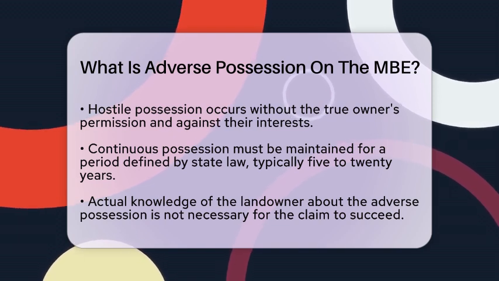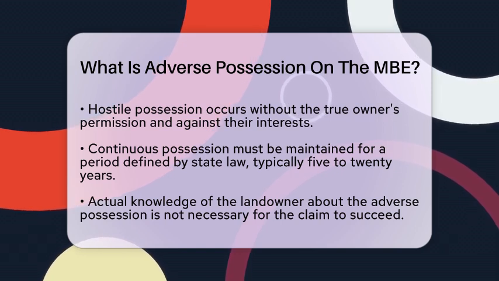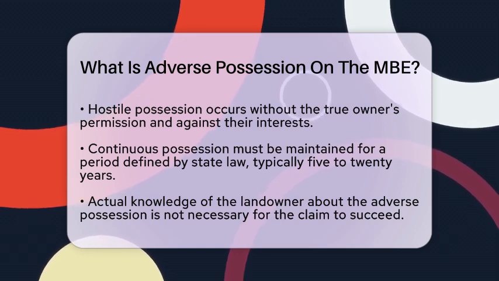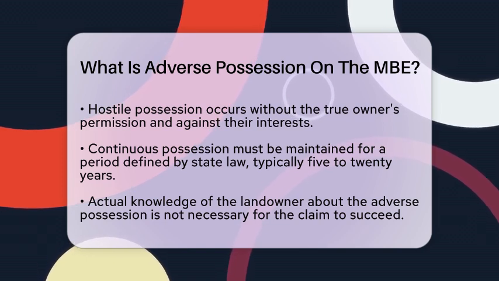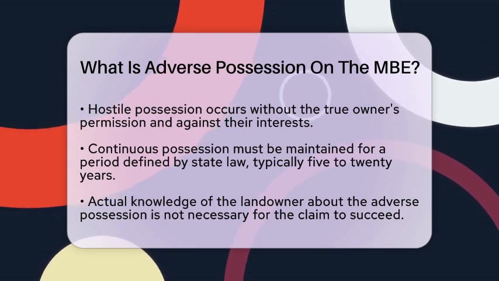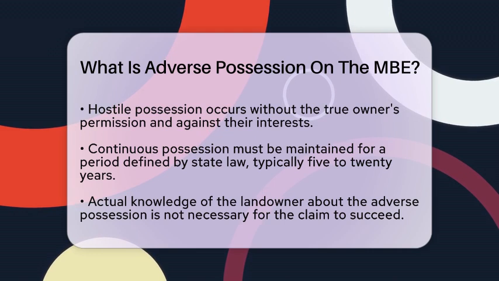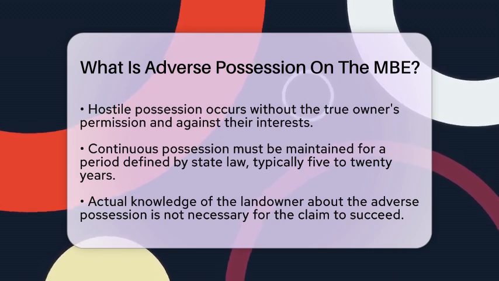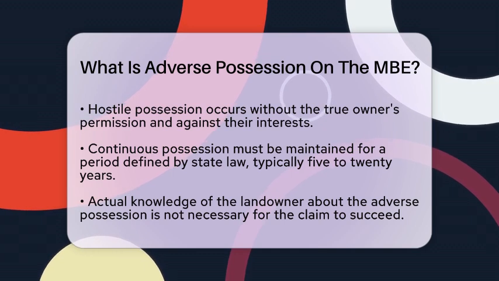Finally, the possession must be continuous and uninterrupted for a period defined by state law. This period can vary, often ranging from 5 to 20 years. The claimant must maintain possession without significant breaks during this time. It is also important to note that the actual knowledge of the landowner regarding the adverse possession is not required for the claim to succeed.